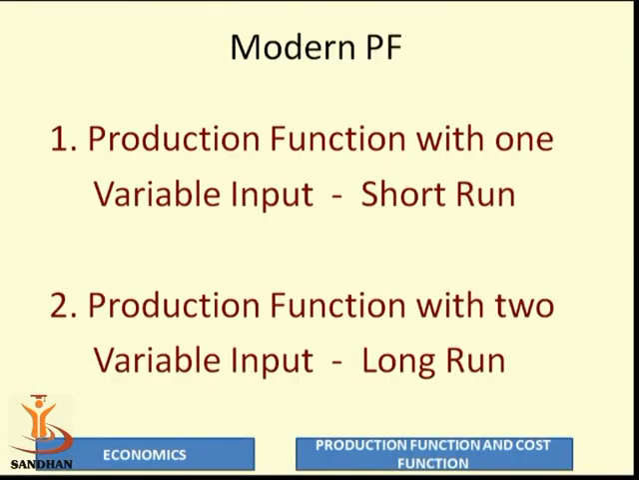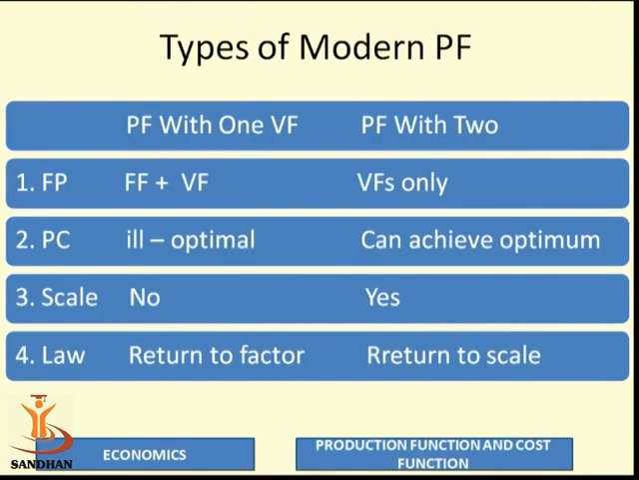When we come to the modern production function, the first one is the production function with one variable input. Popularly we call it the short-term production function. The second one is the production function with two variable inputs, that's the long run. The short run is normally a period of 1 year, and the long run is normally a period up to 5 years or so. So let us first understand the basic difference between the two: the production function with one variable input and the production function with two variable factors.